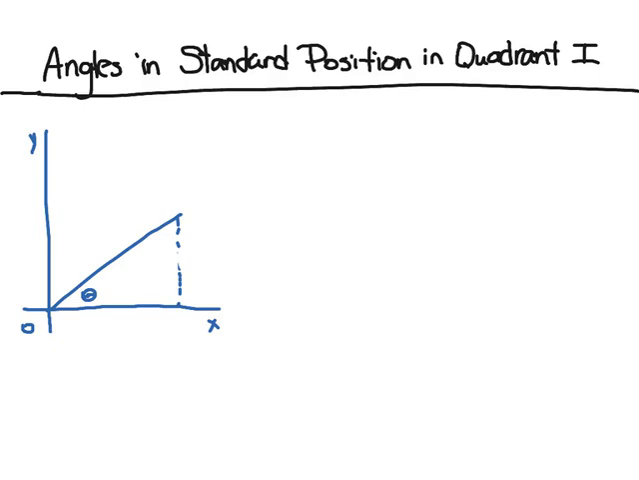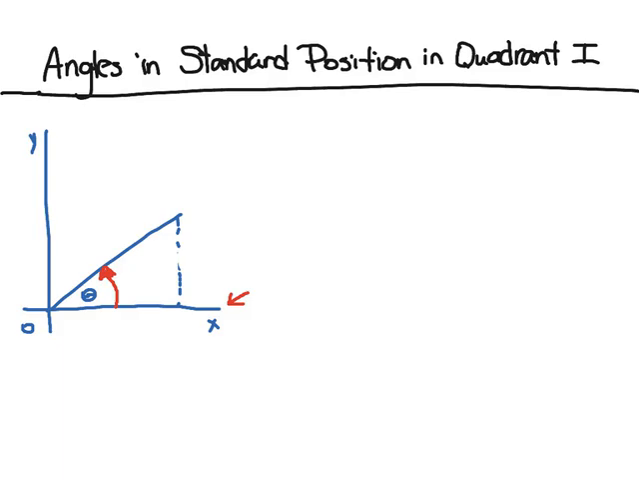So if we have an angle and it's angle theta, to be in standard position means that it has to be measured counterclockwise from the positive x-axis. So this is our positive x-axis, and it's going to be measured counterclockwise from that point. So this is an angle that is in standard position.